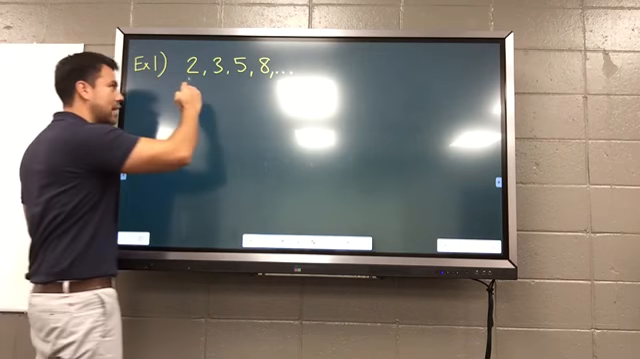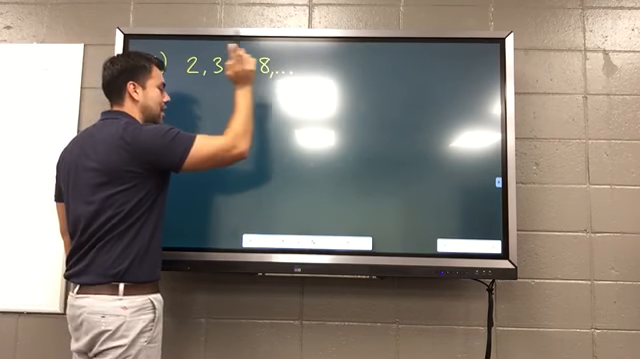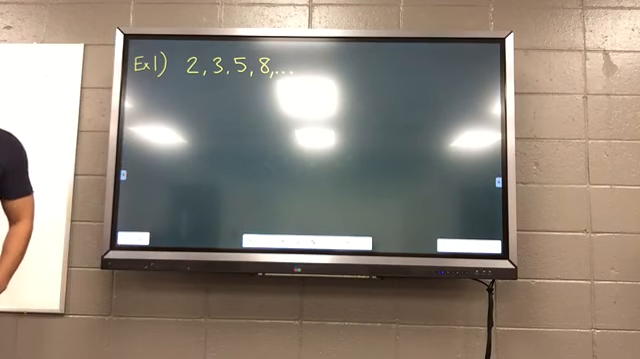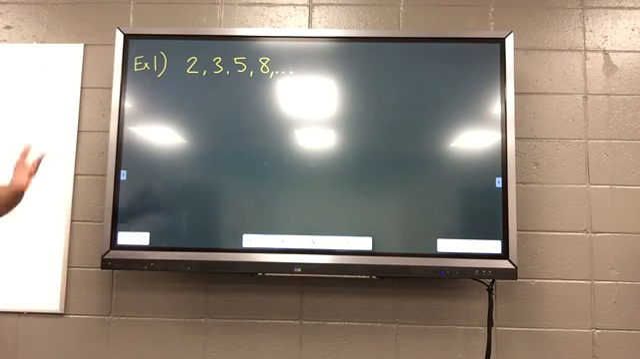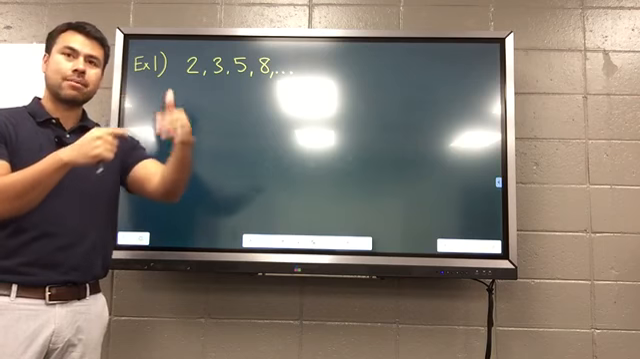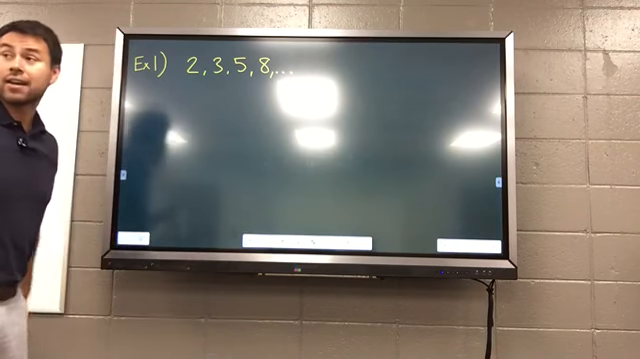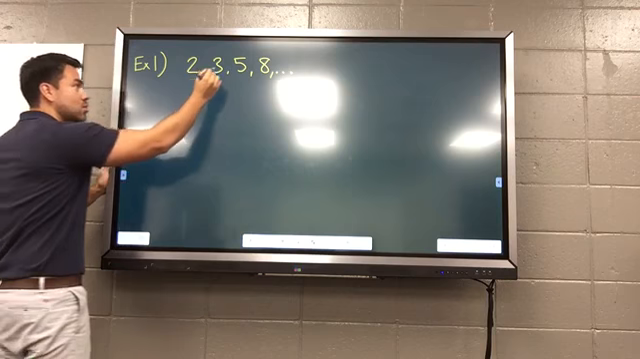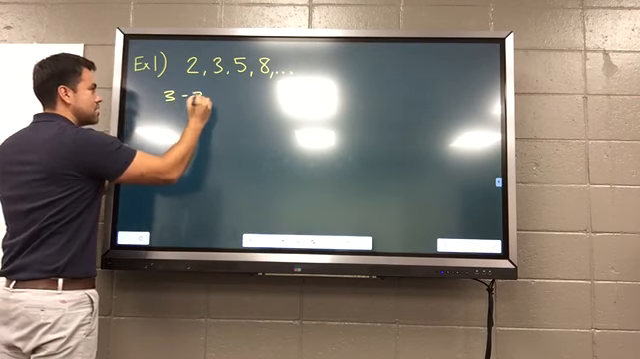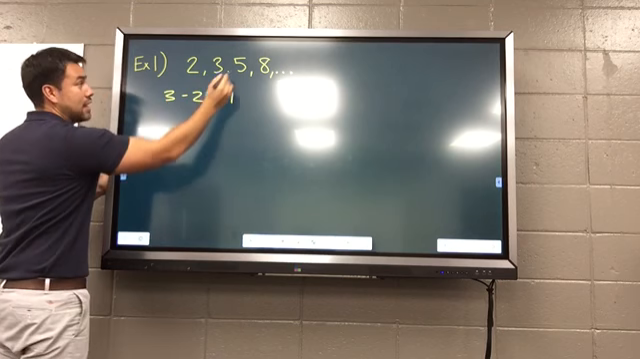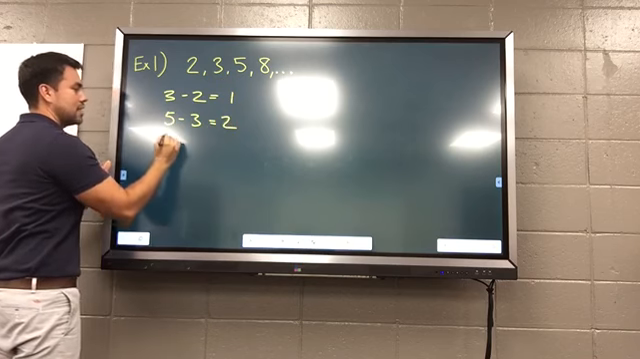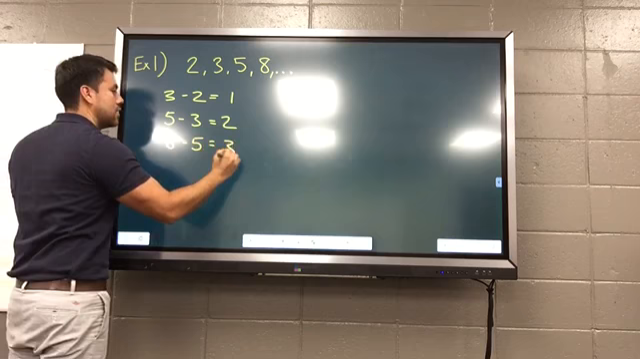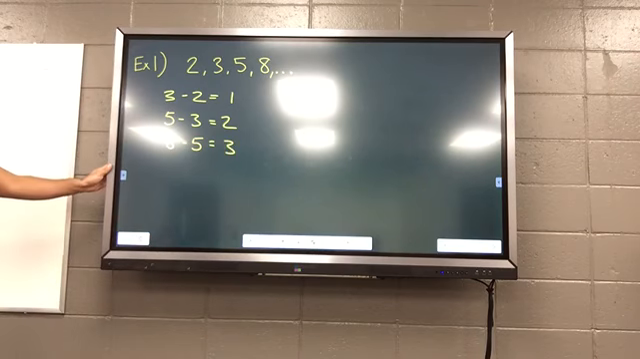This is example 1 right here. 2, 3, 5, 8, ... I want to know if it's an arithmetic sequence. If it's an arithmetic sequence, get me the next 4 terms. How do I determine that? Well, I'm going to do 3 minus 2. 3 minus 2 is what? 1. Then I'm going to do 5 minus 3. What's that? What's 8 minus 5? Do I have a common difference?